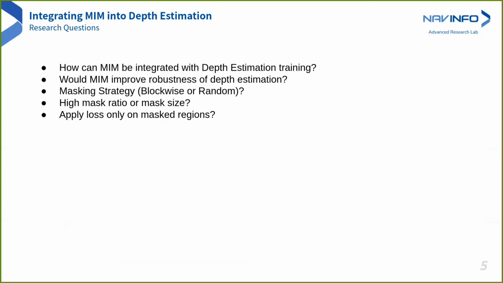We hypothesize that adapting masked image modeling for direct training of a task, such as depth estimation, could lead to richer learned representations that make the model more robust. We examined how MIM can be integrated with depth estimation training and if it would improve robustness of depth estimation. We also examined questions related to the masking strategy to be used, the mask ratio and the mask size, and how the loss should be applied when integrating MIM to depth estimation.